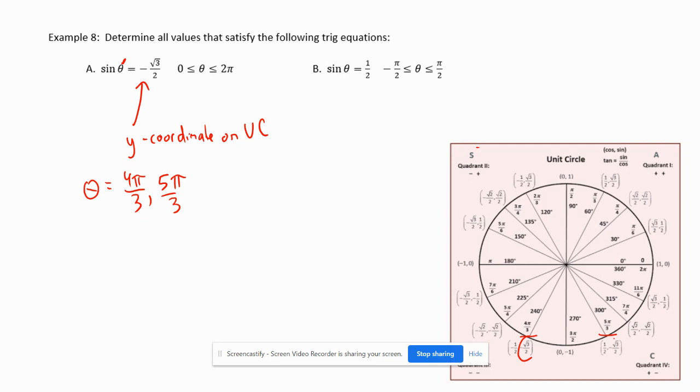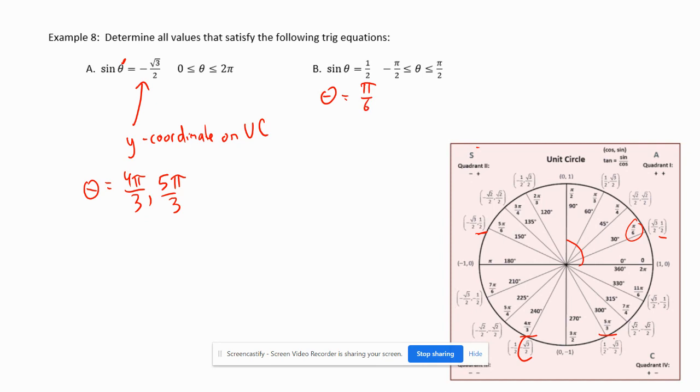Okay. For part B, sine theta equals 1/2. Similar, so now we want to find the y coordinate. Where does y equal 1/2? And it equals here and here. Okay, and we want to go and say, well, we're on from pi over 2 to negative pi over 2. So from 0 to pi over 2, it's going to be from here to here. That means I'm going to hit this angle of pi over 6.